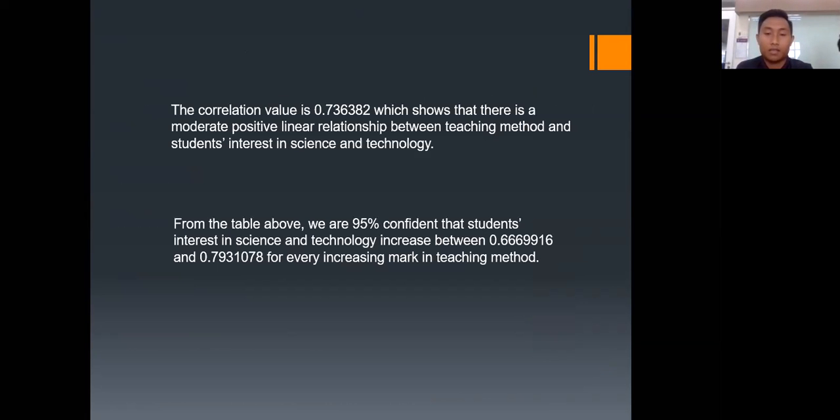Okay, the correlation value is 0.736382, which shows that there is a moderate positive linear relationship between teaching method and students' interest in science and technology. From the table above, we are 95% confident that students' interest in science and technology increases between 0.6669916 and 0.79311078 for every increasing mark in teaching method.